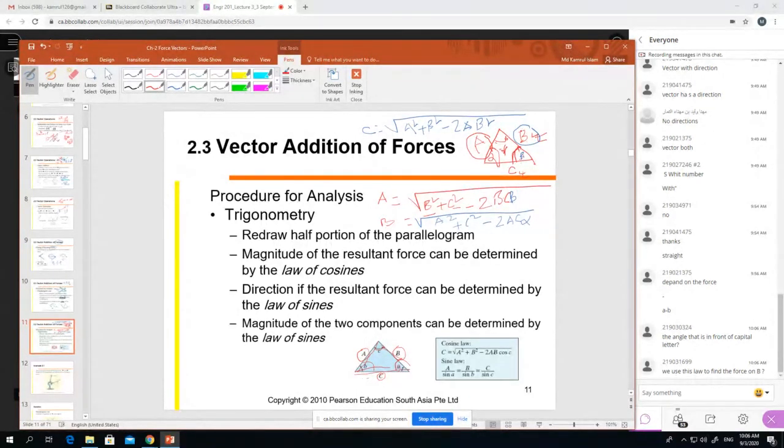If you want to find side B, opposite to it are two sides, A and C: A square plus C square minus 2AC into the angle between them. If you want to find C, so you can keep the formula easily in your mind: A square plus B square minus 2AB into the angle between them. AB angle between them is gamma. Here it could be confusing because all the ABC are labeled this way.